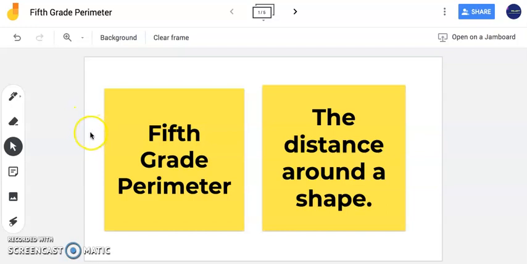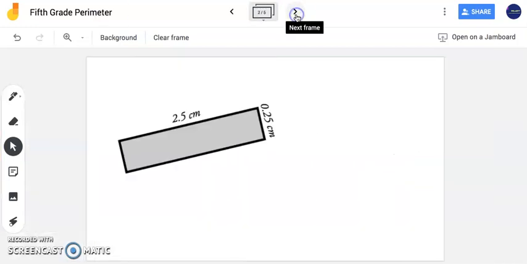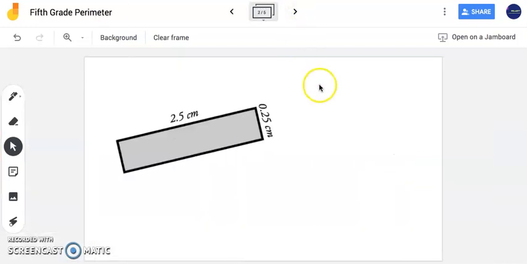Hello, today we're going to learn about perimeter. As a reminder, perimeter is the distance around a shape. In this first problem here, we have a rectangle. Now notice we have a length of 2 5/10 and we have a width of 25 hundredths. In order to find the perimeter, we need to add all sides of this rectangle.